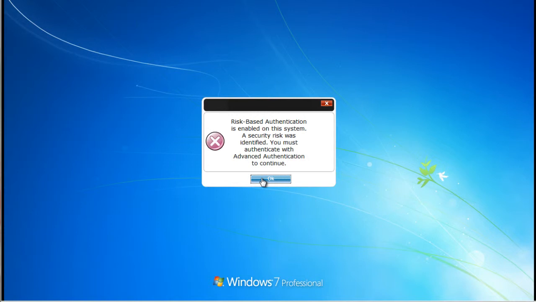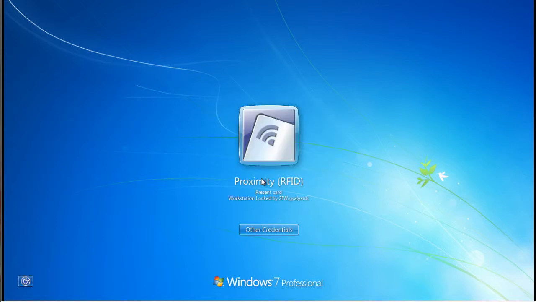In this case, I've logged on with my username and password onto a machine that I haven't logged on to, or there was some risk associated with that logon event. In this case, my primary form of authentication is a RFID card, so the system is going to require me to log on with advanced authentication using an RFID card.